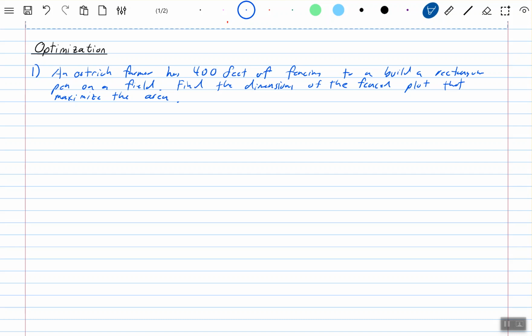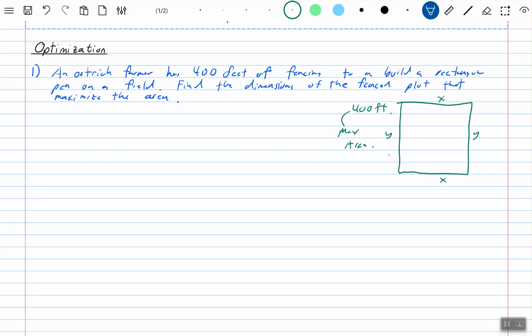So, we have 400 feet of fencing at our disposal to build a rectangular pen on a field. We want to find the dimensions of the fenced plot that maximize the area. Alrighty. So, when doing something like this, draw a picture. We know we want to build some kind of fence. Let's call that Y, let's call that X. It's a rectangular pen. We have 400 feet available to build this fence, and we want to maximize the area.